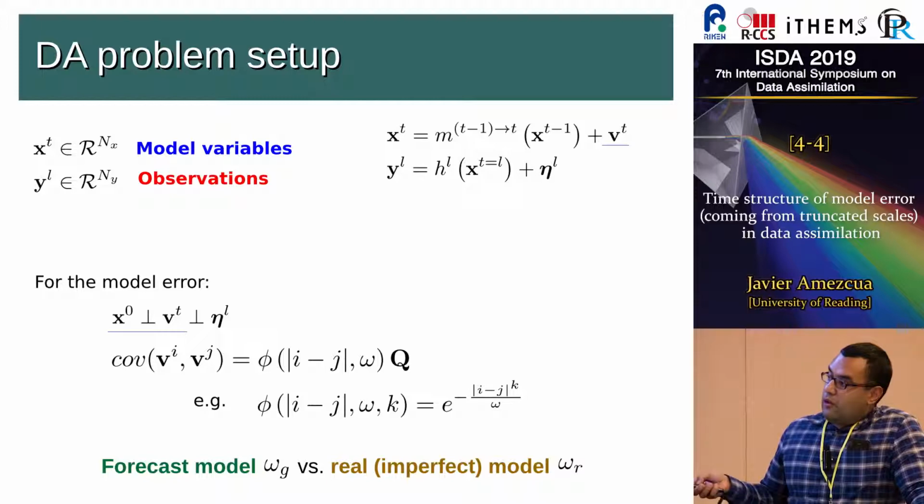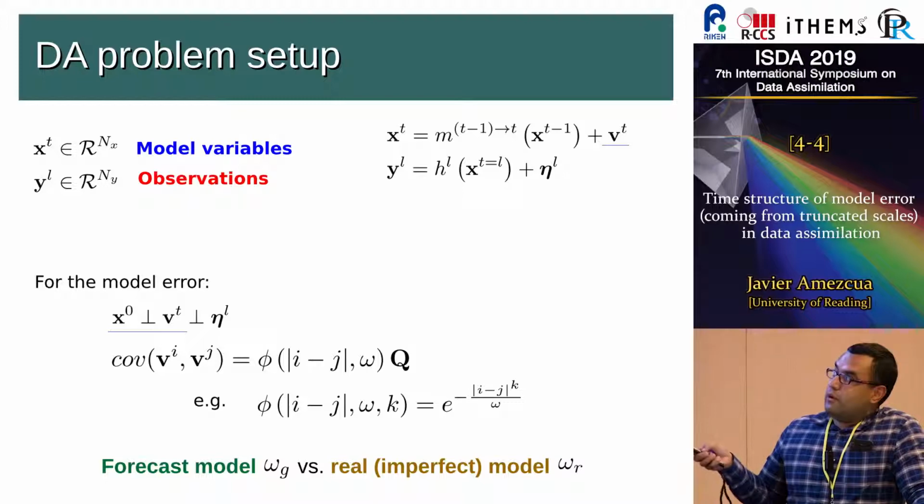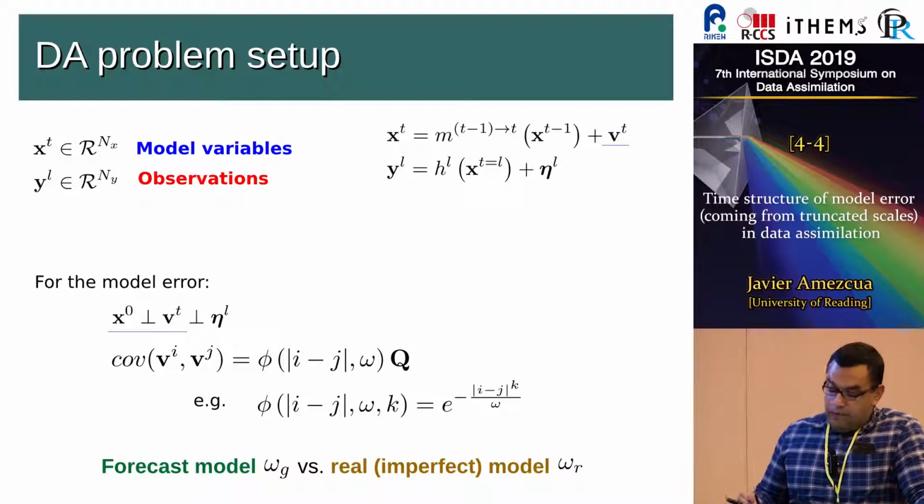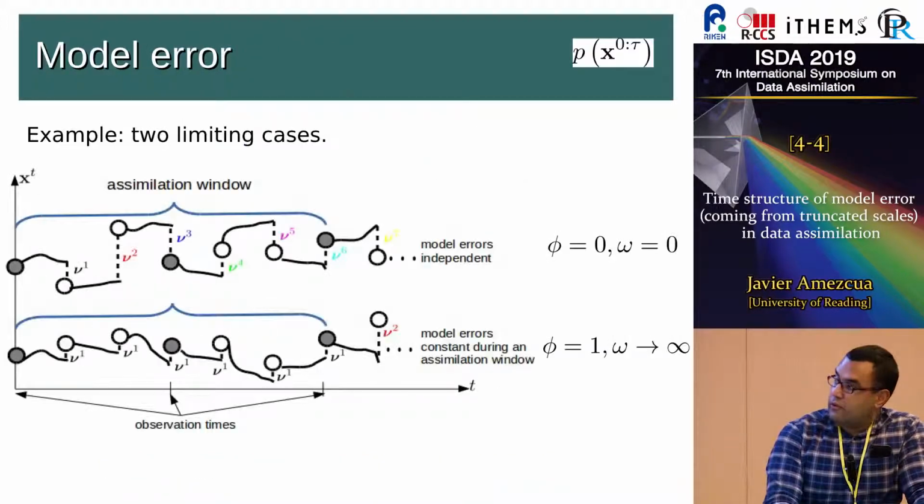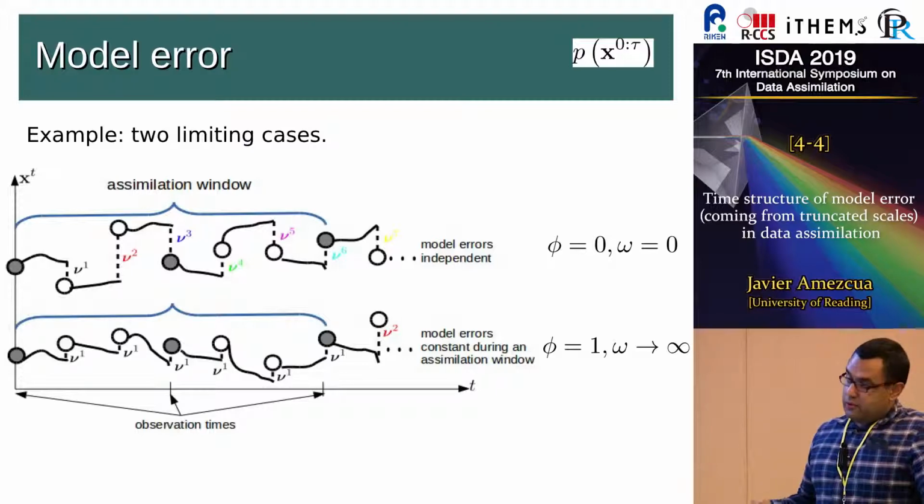And the question is, what happens when we prescribe, let's say we have a real imperfect model describing truth, with a real autocorrelation time scale or memory, and I'm using in the data assimilation, when prescribing it, a wrong memory? How much do we get the solution wrong?